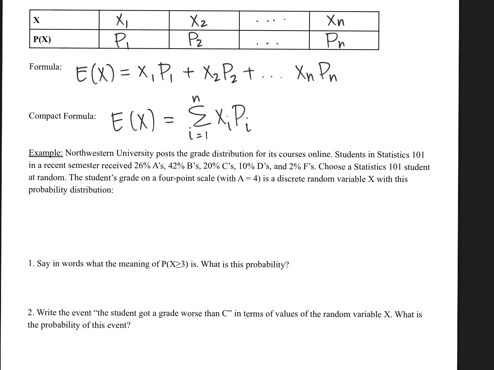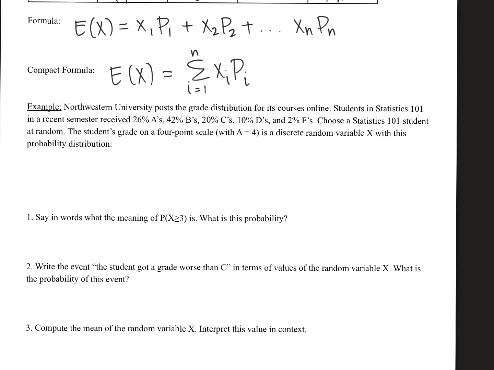For example, Northwestern University posts the grade distribution for its courses online. Students in Statistics 101 in a recent semester received 26% A's, 42% B's, 20% C's, 10% D's, and 2% F's. Choose a Statistics 101 student at random. The student's grade on a 4-point scale with A equals 4 is the discrete random variable x with this probability distribution. So the first thing we're going to do is create our probability distribution.